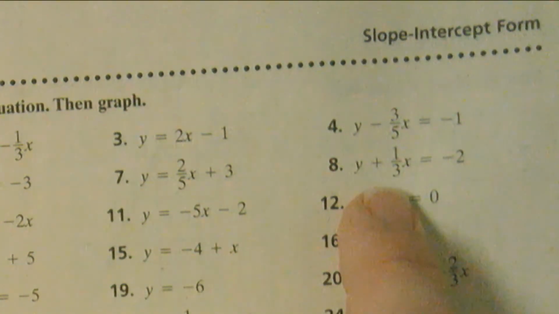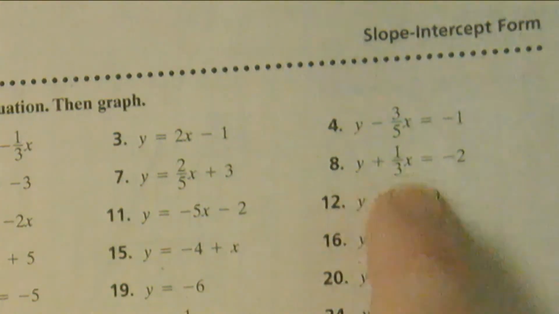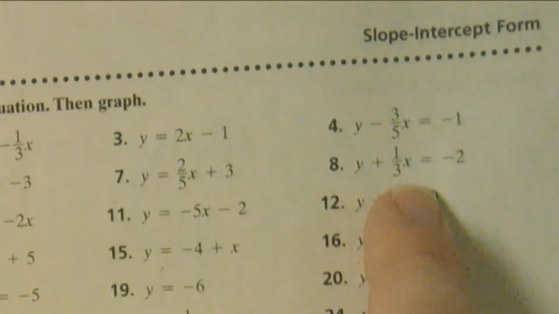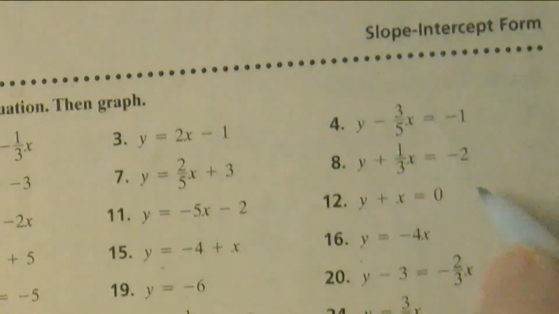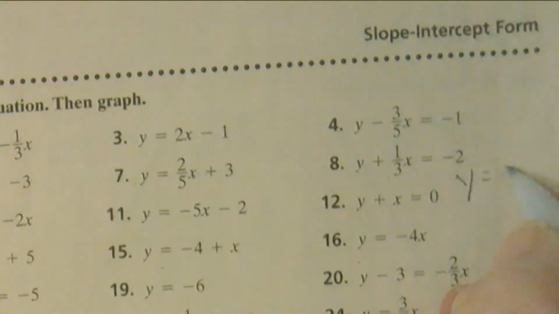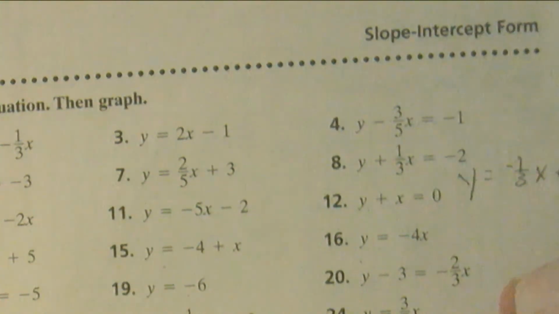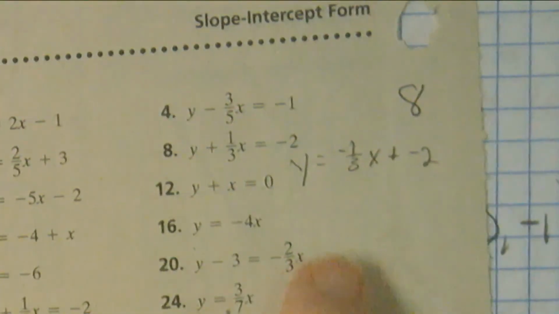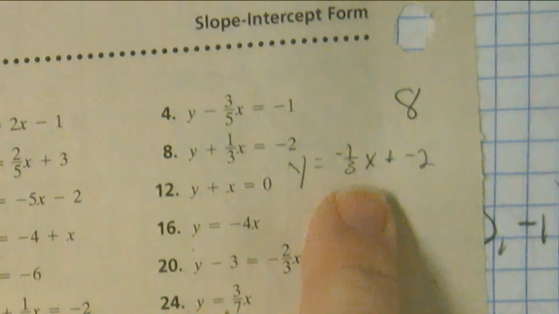No. I need to get the y alone. So I'm going to add a negative 1/3 x to both sides. So I end up with y equals, remember I want to get that y term alone. I'm not looking to get the x alone, I'm looking to get the y term alone. So here's my new equation. So what's my slope, what's my y-intercept?